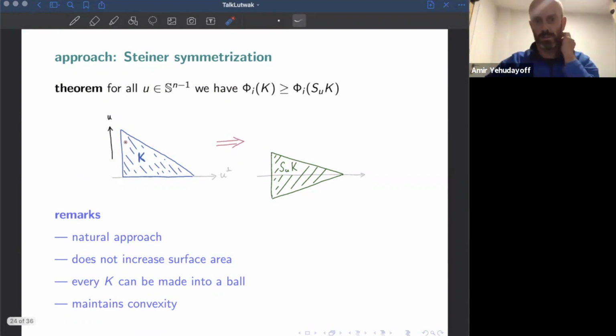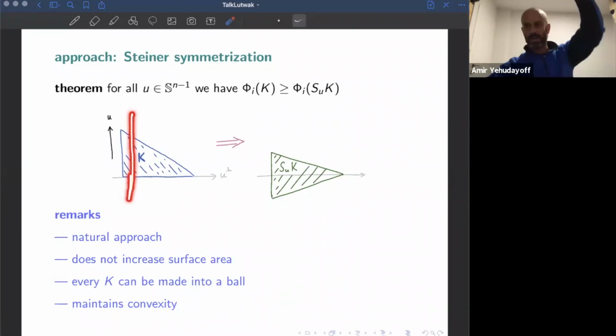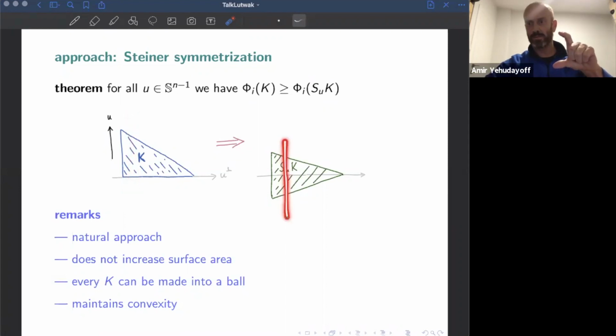We have a convex body in R^n. We choose some direction u. And then we look at the perpendicular to u. Above every point in this perpendicular, we pass the fiber, a line through this point. And then we take the interval, the part of K on this line, and move it to be symmetric, like this. So this is the operation in direction u. This is called Steiner's symmetrization.